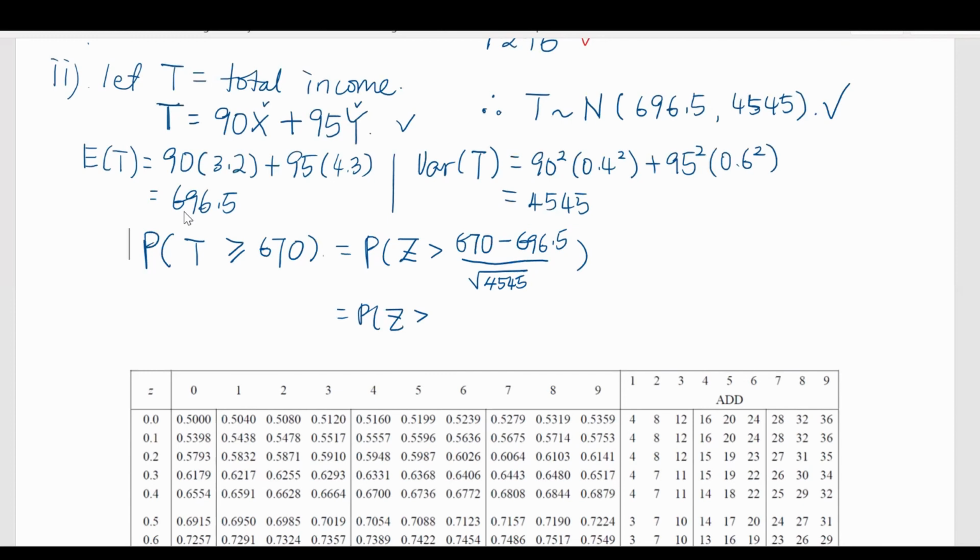So calculate. And we should get negative 0.393. So refer to the bell-shaped curve, the standardized one where 0 is in the middle. Negative 0.393 should lie on the left. And we need it to be greater than or equal to, at least, right? So we are going to find this area.